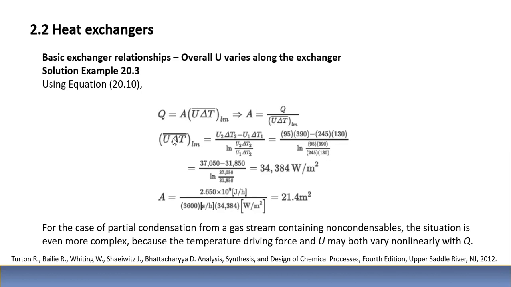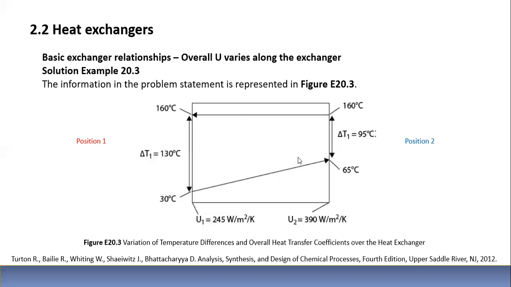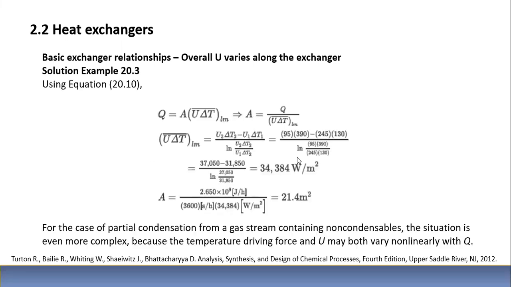where U delta T with the big bar Lm is going to be equal to U2 delta T2 minus U1 delta T1 over the natural log of the product of U2 delta T2 divided by U1 delta T1. There should be a 1 in here. See, there's a small mistake in the book. It should be U1 times delta T1. And you also see that delta T1 is right there, 130, and U2 is 95. So the values actually correspond to delta T1. And delta T2 is 390 times 95. Correct. So these values are correct.